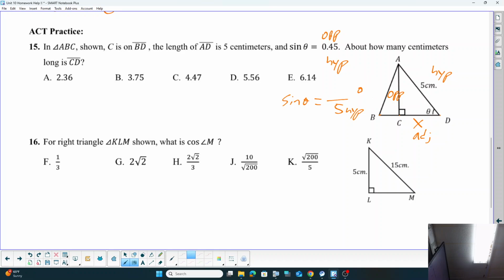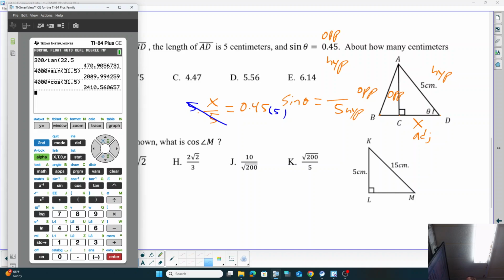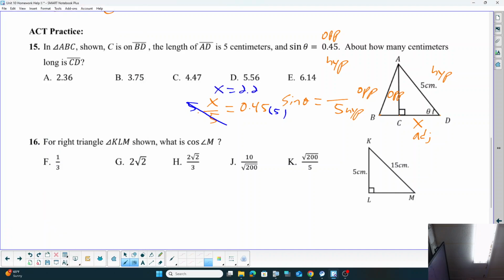To know what opposite is, I would probably say x over 5 is equal to 0.45, and then we'll times by 5 over to the other side. See what that gives us. Maybe that's what opposite is. There's more than one way to do these problems. So that's 2.25. x is equal to 2.25. Beautiful. So opposite is 2.25, and hypotenuse is 5.